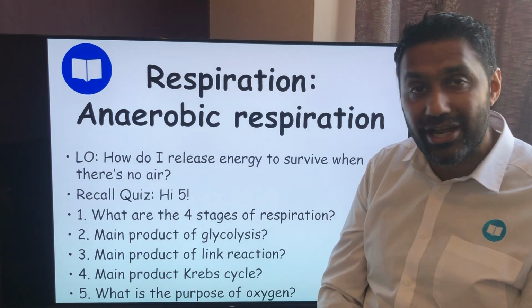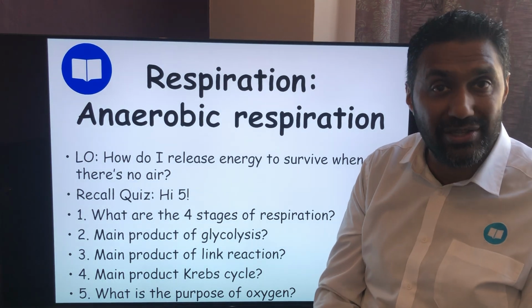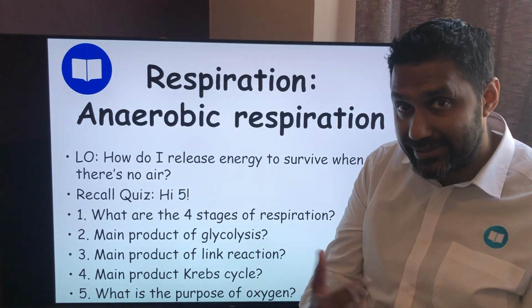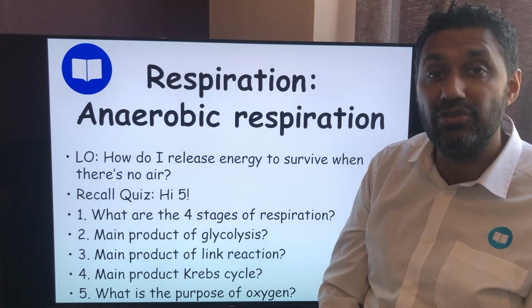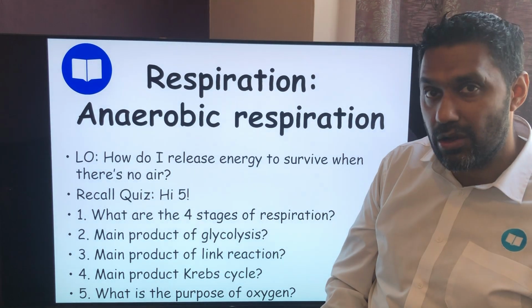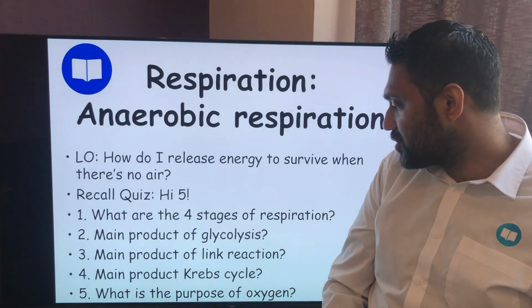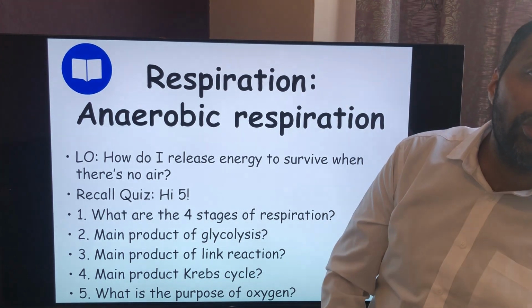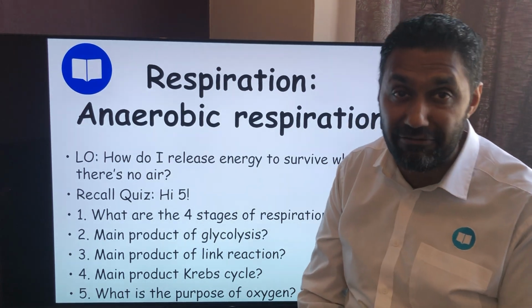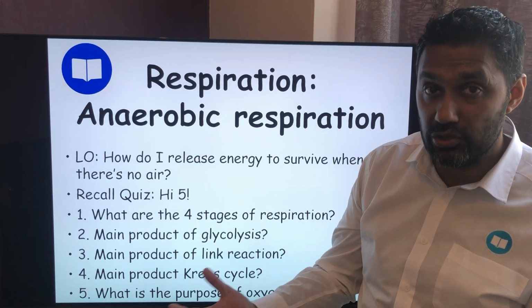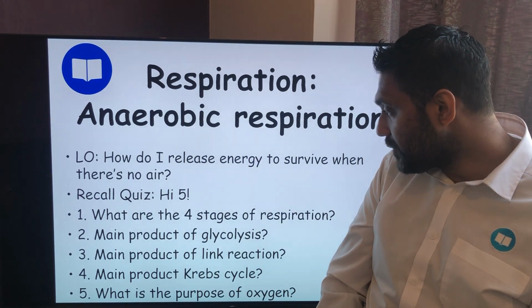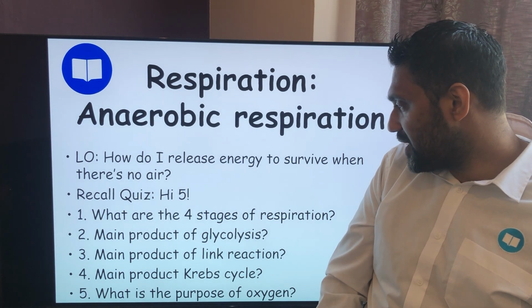Main product of the link reaction, well, it's acetyl coenzyme A. That's what you need from it. You also get reduced NAD from that, and you also get carbon dioxide from it as well. But the main thing is the acetyl coenzyme A. Number 4, what's the main product of the Krebs cycle? Again, it's reduced NAD. That's the main one you want, but there is also reduced FAD. But you also get carbon dioxide coming off there. You also get some ATP coming off there too. And that's the Krebs cycle.